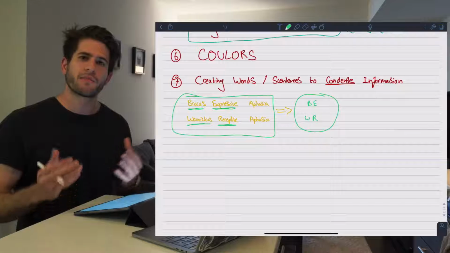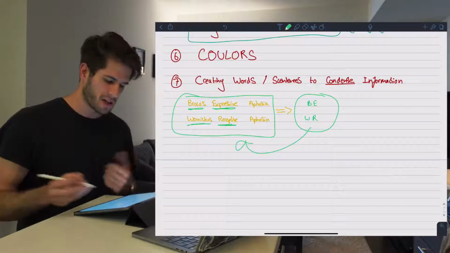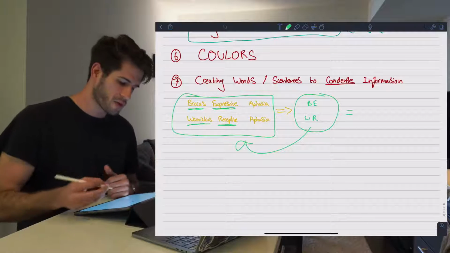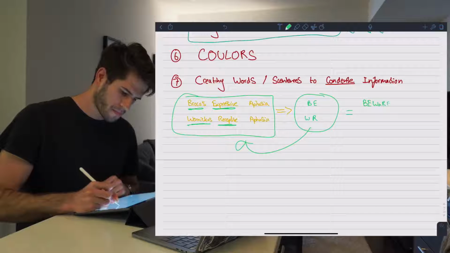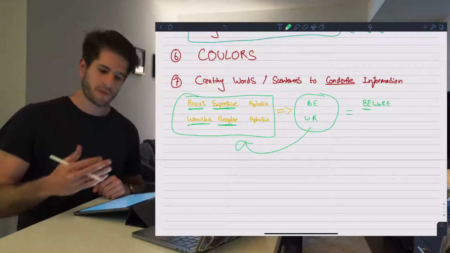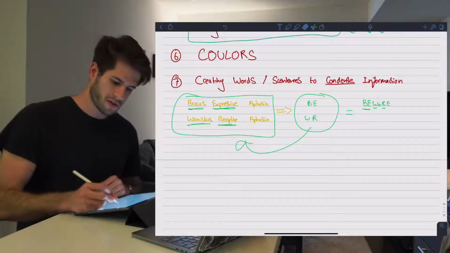So the next thing that I want to do is take a look at these words and think about how I can combine them into something easy and simple to remember in order for me to remember these two relationships here. And what I ended up coming up with was the word beware. So beware. And the BE stands for Broca's expressive and the WR stands for Wernicke's receptive. This E here should be small.